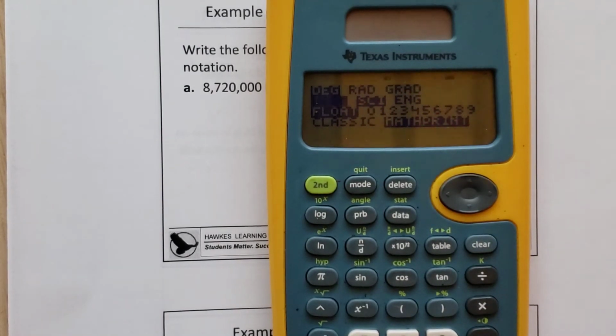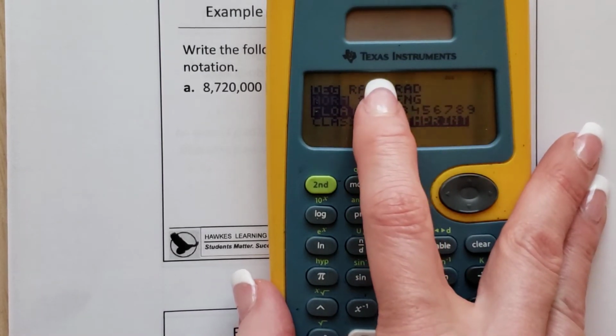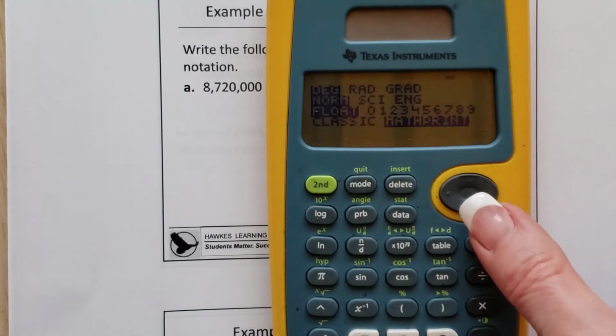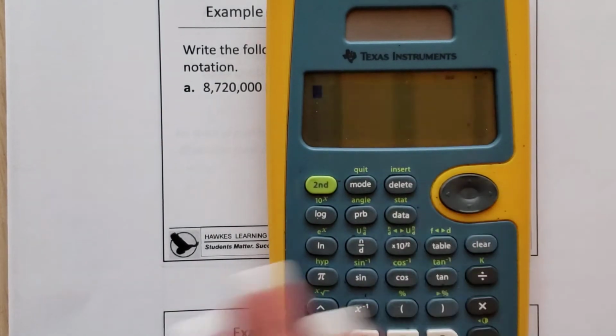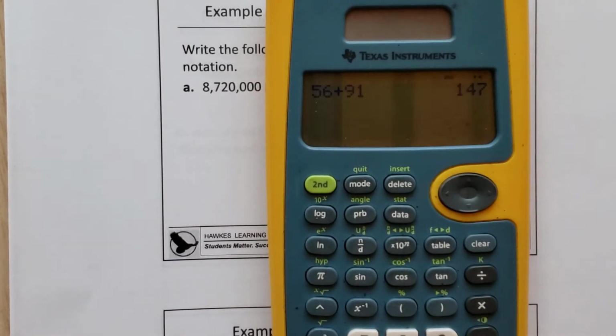I'm going to hit the key that says enter. And when I did that, if you notice, the SCI went away. So to clear out of this screen, I'm going to hit clear, but I know my calculator is back to normal because my SCI is gone. So now I could do any kind of math problem and it's going to give me a regular answer instead of some crazy scientific notation answer.